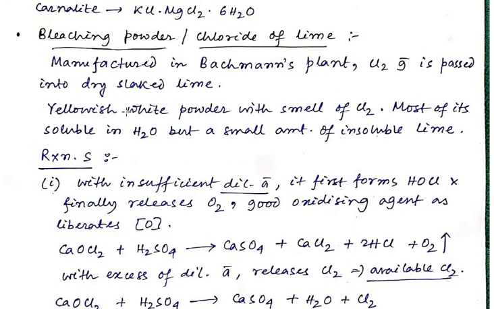Next, we are almost at the end of the group 17 elements. Now I will discuss the bleaching powder, or the chloride of lime. The bleaching powder can be manufactured in Bachmann's plant. Here I am mainly talking about the industrial preparation of the bleaching powder, where chlorine gas is passed into dry slaked lime.